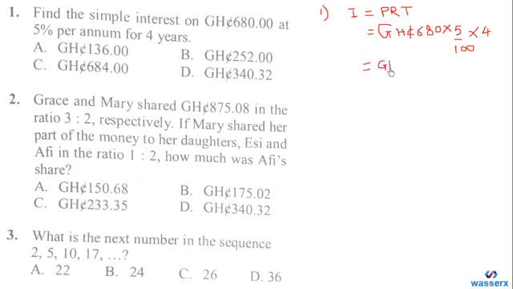We can now simplify. This is the same as 680 Ghana cedis times 0.2. So if we evaluate this, we will obtain 136 Ghana cedis. Therefore, the correct answer is the first choice.